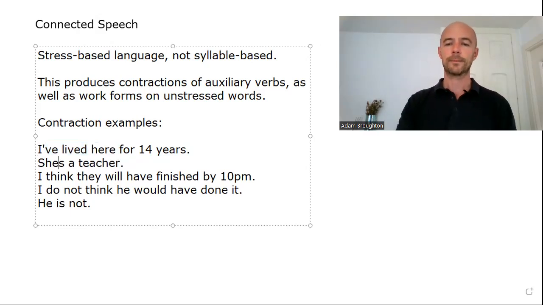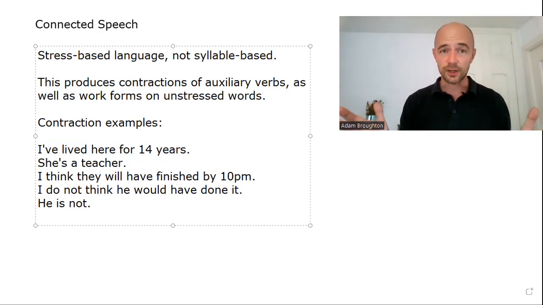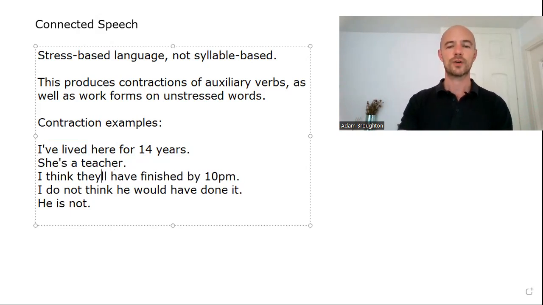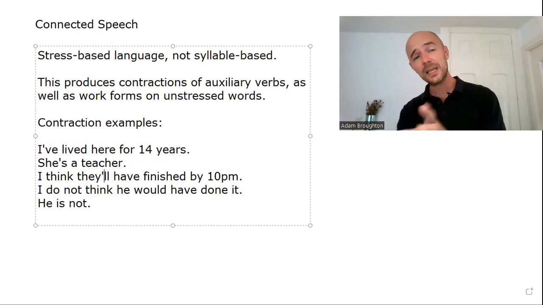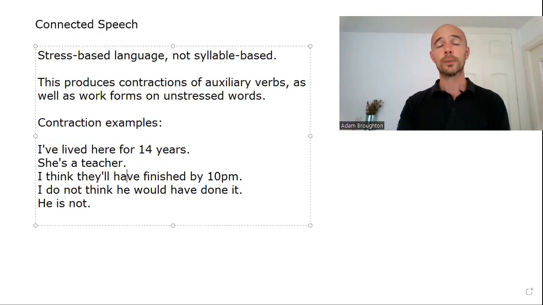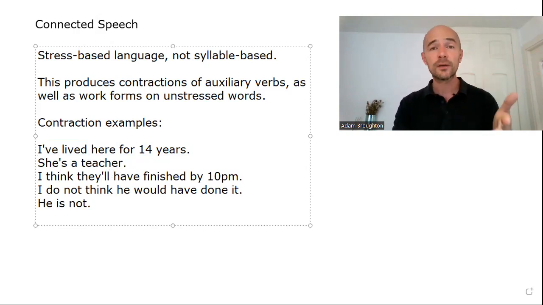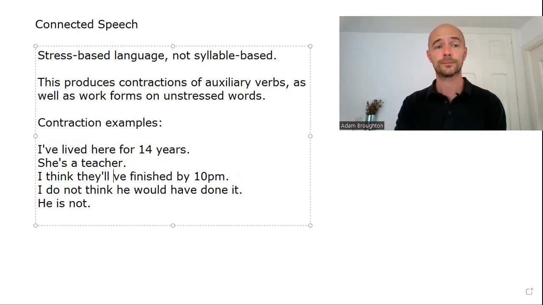Good, an easy one here. "She is a teacher." Sounds strange. She's a teacher. "I think they will have finished by 10 p.m." Sounds strange, uncontracted. I think they'll have finished by 10 p.m. And even this, we would have what we call a double contraction. So listen to this and see how I say it: I think they'll have finished by 10 p.m. I think they'll have. What happens here is that it gets double contracted.